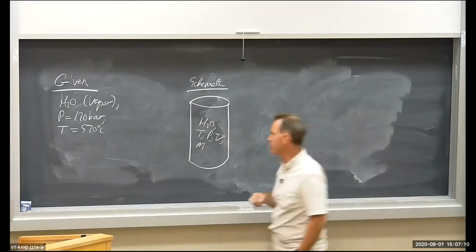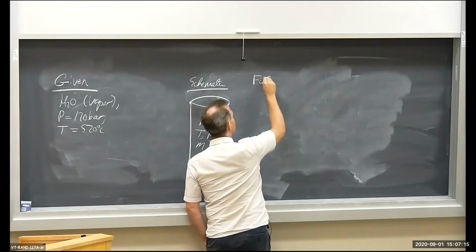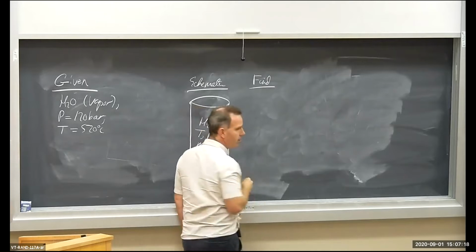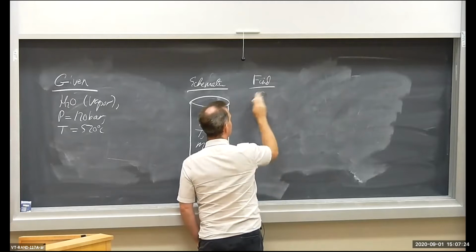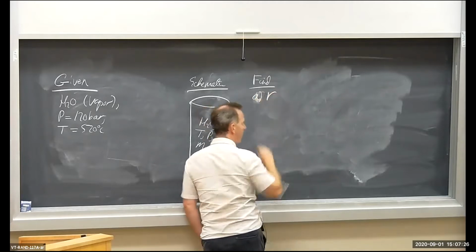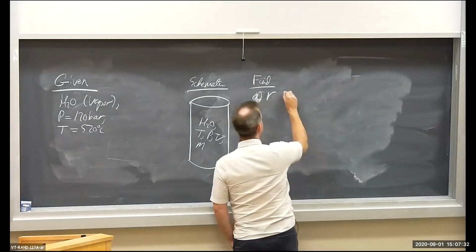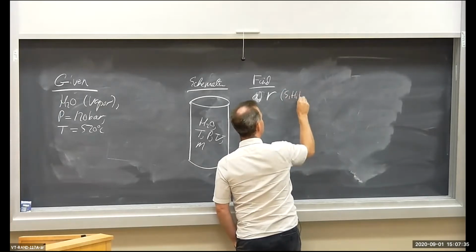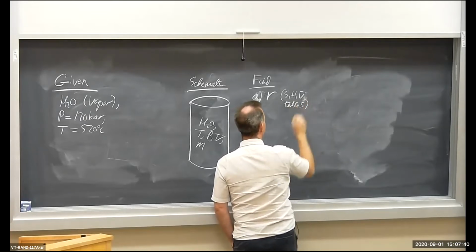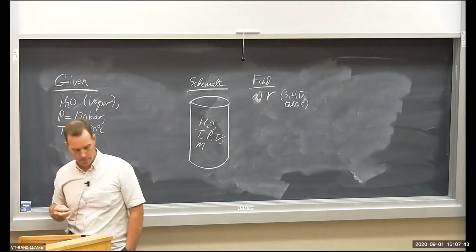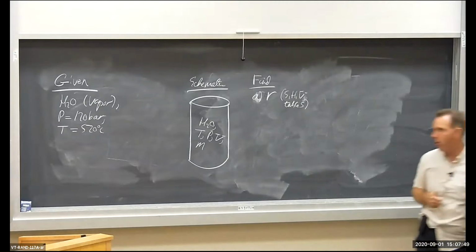So I want to find some things. First of all, I want to find the specific volume. So this will be the first part, part A. Let's find the actual specific volumes using superheated vapor tables. So specific volume using superheated vapor tables. This is going to be my actual specific volume. The tables are correct. The tables give you the specific volume.